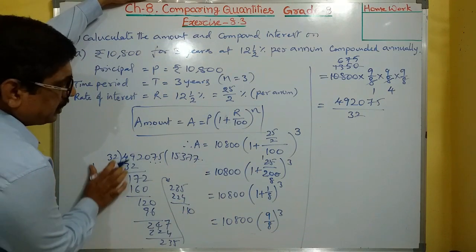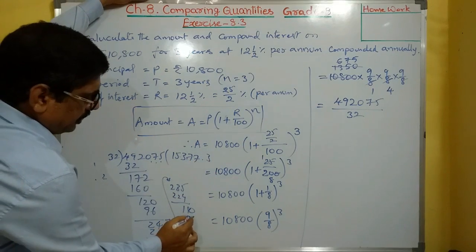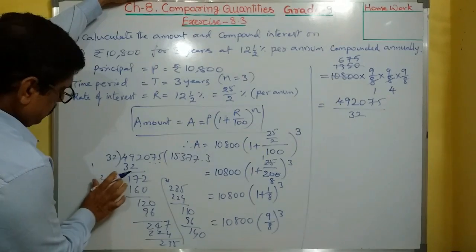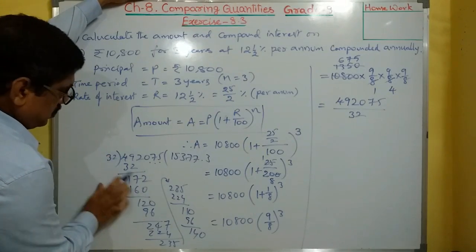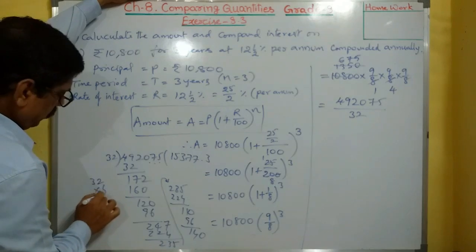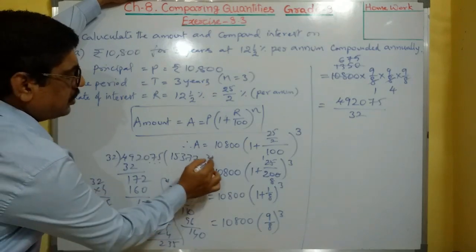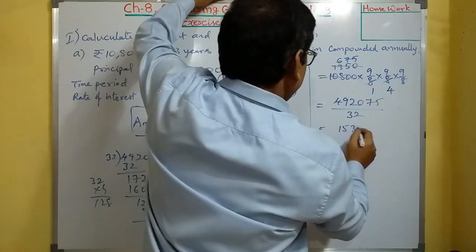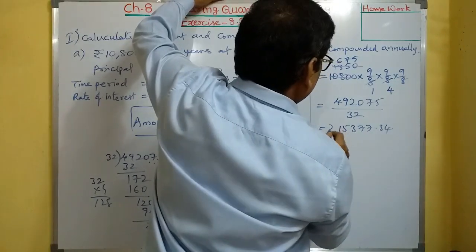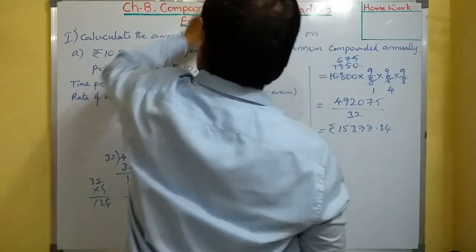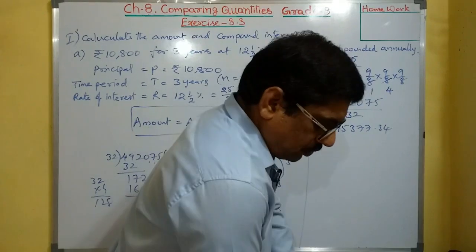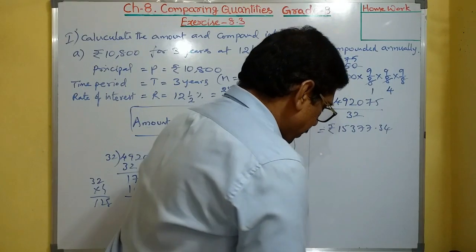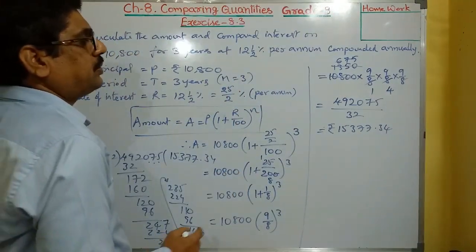So now we have to take 32 3s, that is 96. We get 14 remainder. Okay. Now 32 4s are 128. So approximately we get 15377.34. Okay. So this is the amount we are getting at the end of the problem. That is 1537. It is exactly correct.